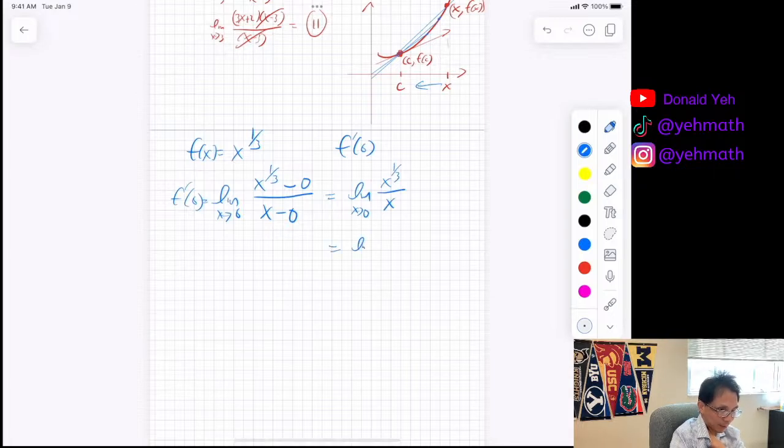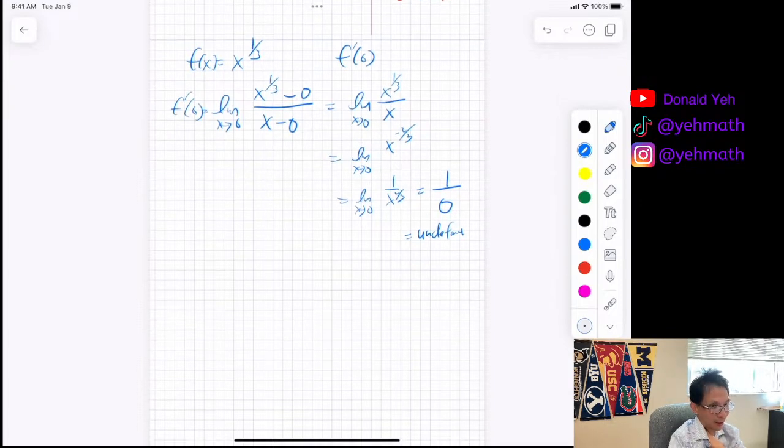Can I simplify that? It's x to the negative 2/3, right? Top minus bottom. What happens if I approach 0 here? It's 1 over 0. It doesn't matter one side or two sides. It's 1 over 0. It's undefined. You can do a one-sided limit, but it's still going to reach infinity. Both sides are going to reach infinity, so it's undefined.